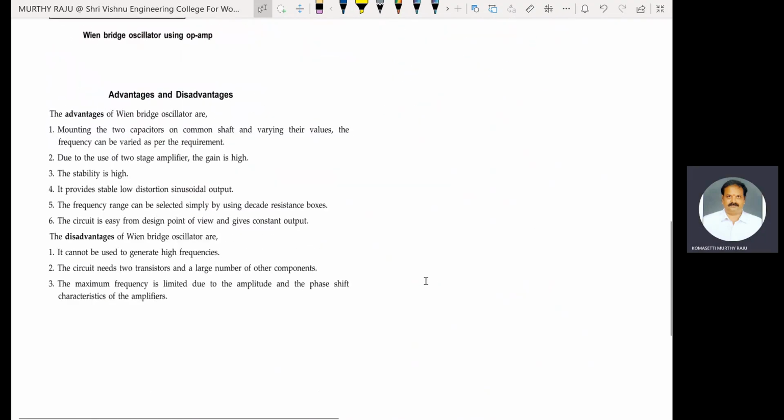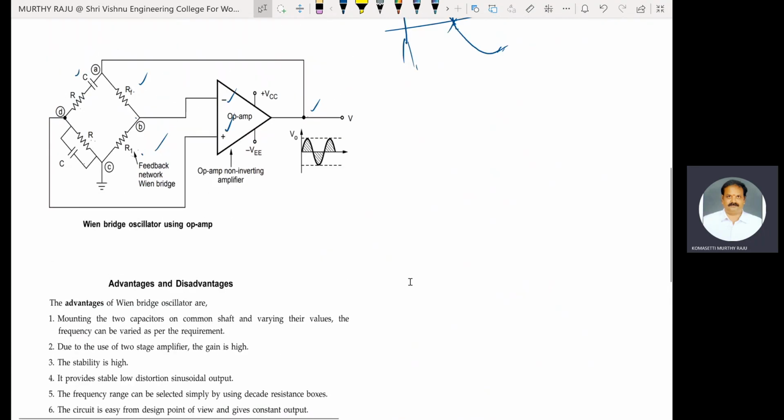Advantages and disadvantages. By mounting the two capacitors on a common shaft and varying their values, the frequency can be varied as per the requirement. These two capacitors are mounted on a common shaft and their values varied easily. Due to the use of a non-inverting op-amp configuration, not two stages are needed.